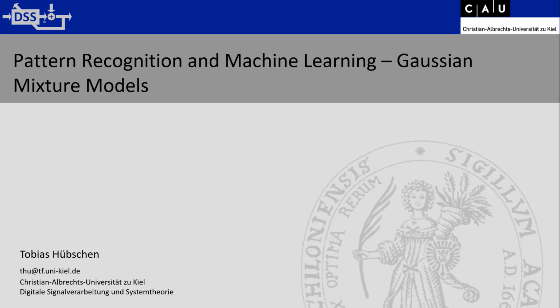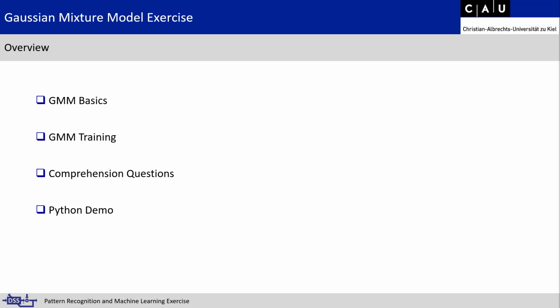Welcome to this exercise for the lecture Pattern Recognition and Machine Learning. In this video we will cover Gaussian mixture models, and for this we will first review the Gaussian mixture model or GMM basics, before we then look at the GMM training, the expectation and maximization algorithm. We will have 2 comprehension questions and we will finish with a Python demo. So let's go ahead and let's get started.